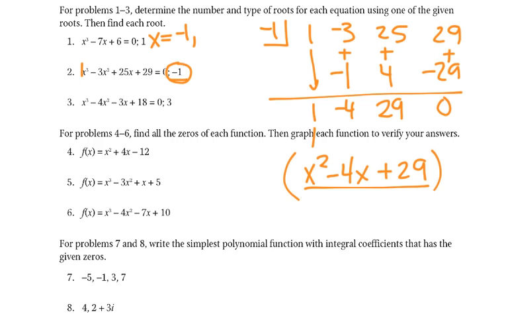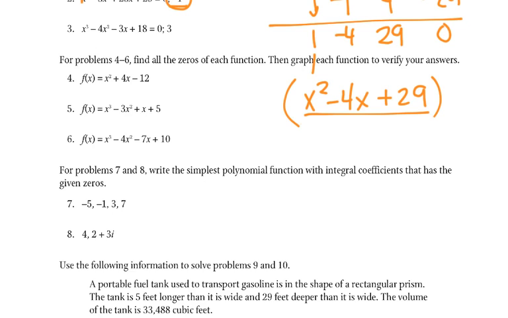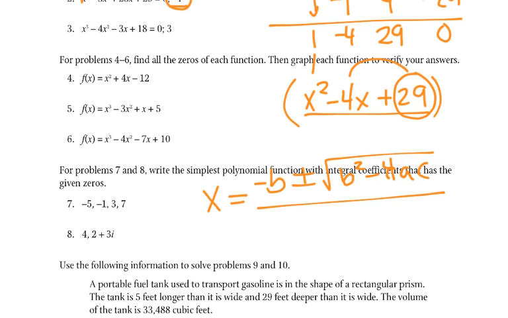So think back to that area model, and we can think, is there anything that we can multiply 29 by and get that to be a negative 4? And I can't think of anything, so we need to rely on the quadratic formula, which looks like this. Opposite of b plus or minus square root of b squared minus 4 times a times c over 2a. A would be the number in front of x squared, so a is 1. B would be negative 4. And c would be 29.